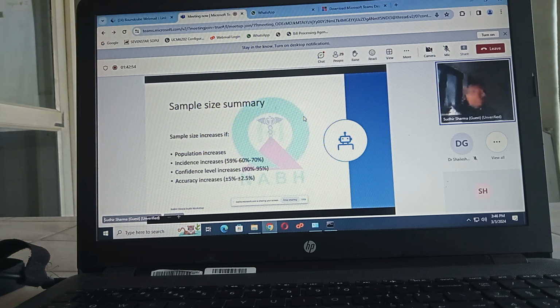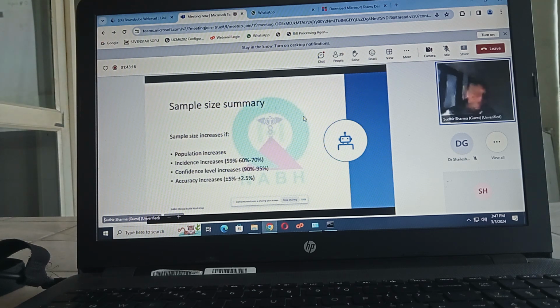The sample size of 10 per population of 100 might be. If the population increases to 1,000, then you need to increase. So as population increases, and incidence increases, as confidence level increases, as accuracy increases, sample size increases.